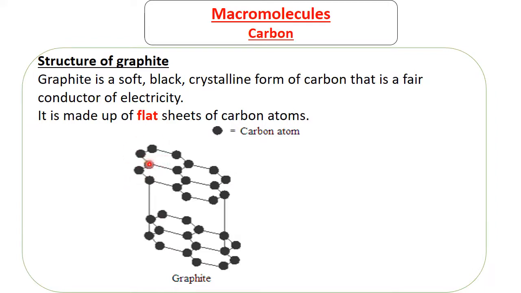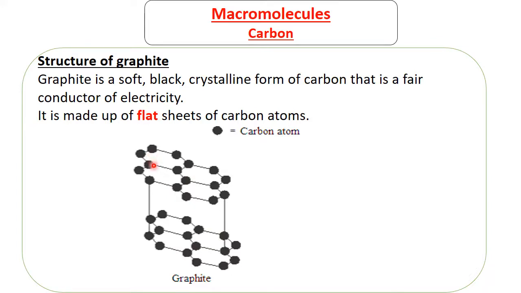So each carbon atom is connected to 3 other carbon atoms, and they form a ring of 6 atoms. So they form rings like this: 1, 2, 3, 4, 5, 6. So there are 6 atoms in each ring, which is connected to another ring with 6 atoms. And on the bottom, there are also the same rings of 6 atoms. So graphite, at the end of the day, the top part here is like a single sheet or a plane of atoms, and the second one is the same. So it has got these sheets of atoms.